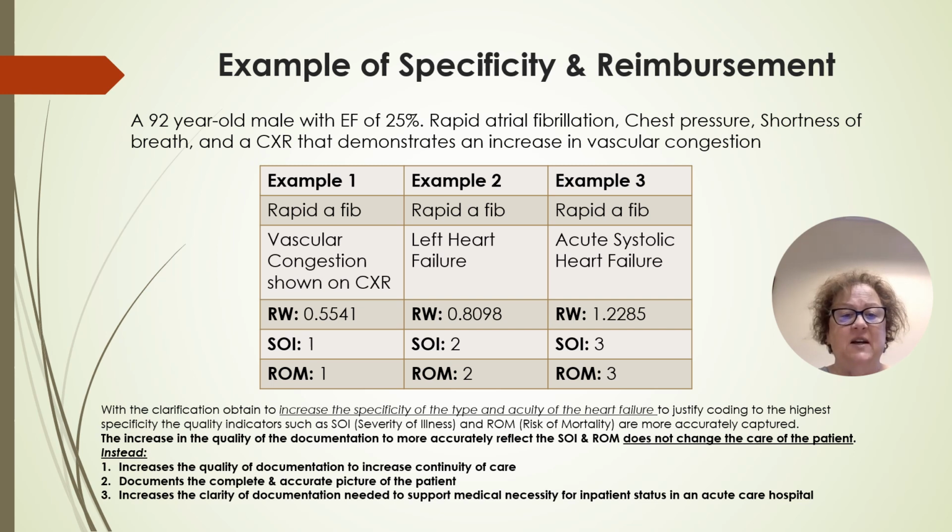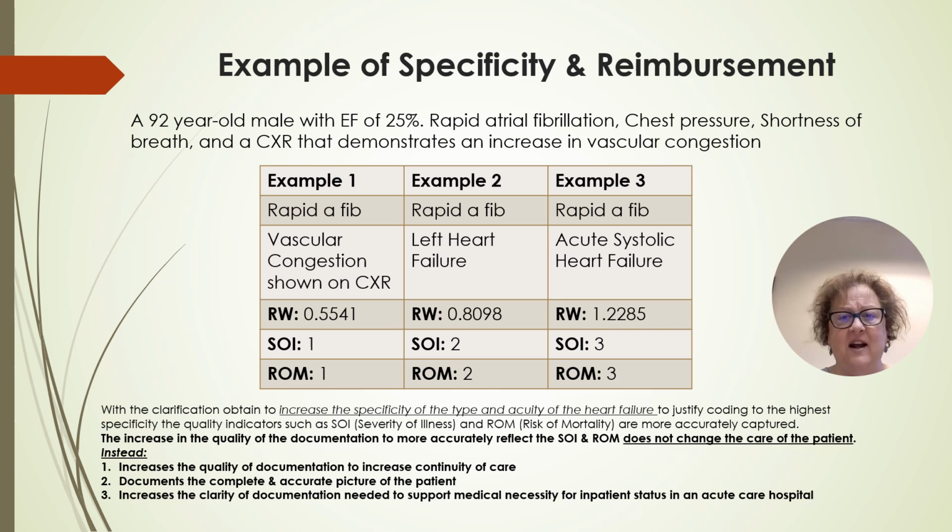So as you can see, we go from a relative weight of 0.5541 with the severity of illness 1 and risk of mortality 1. And then when we increase through clarification the specificity, type, and acuity of the heart failure, we get a relative weight increase to 1.2285 with the severity of illness 3 and the risk of mortality of 3. That more than doubles the payment to the facility.